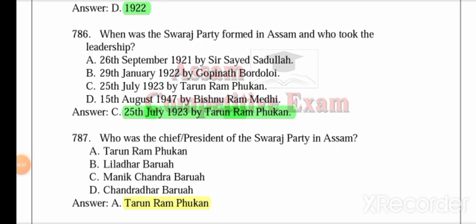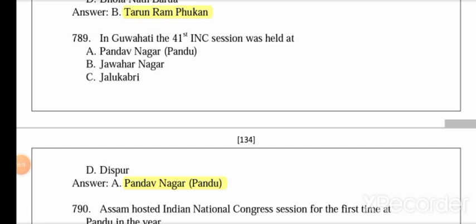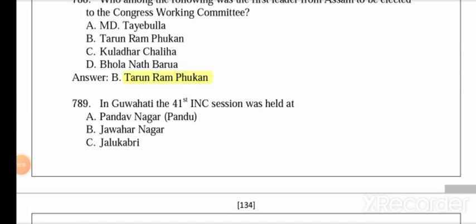Who was the chief and president of the Swaraj Party in Assam? Tarun Ram Phukan, obviously. Who among the following was the first leader of Assam to be elected to the Congress Working Committee? It was Tarun Ram Phukan. In Guwahati, the 41st INC session was held at Pandav Nagar, Pandu. This question can also be asked: in Guwahati, which session of INC was held? It was the 41st. And in the year, you will tell me.